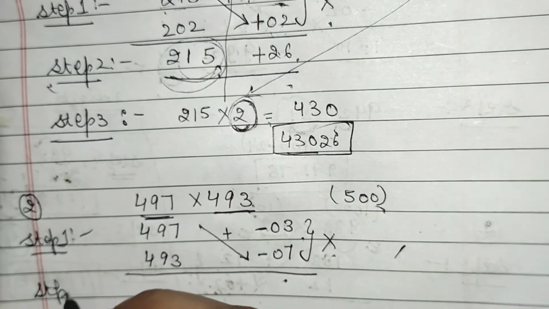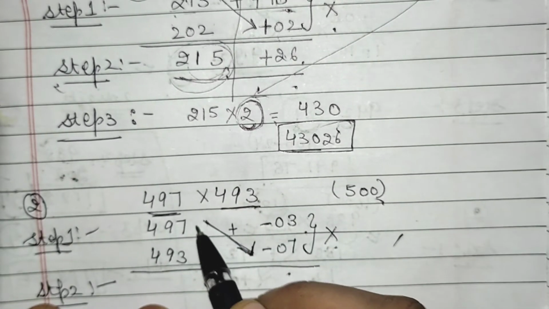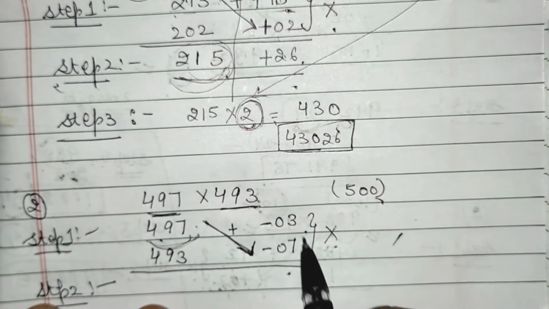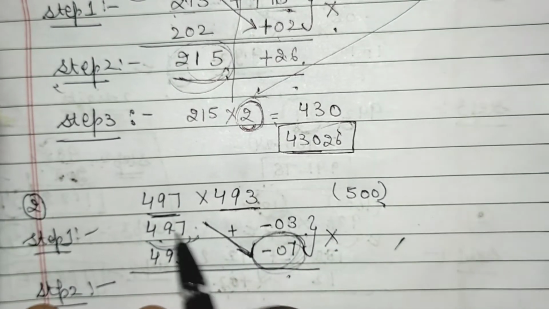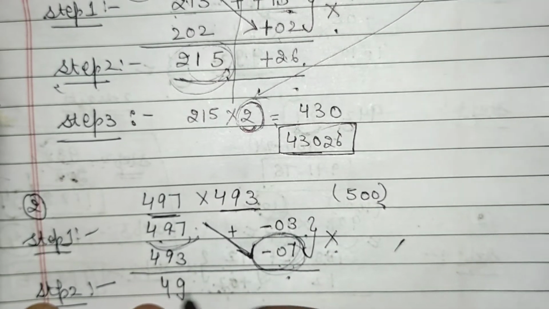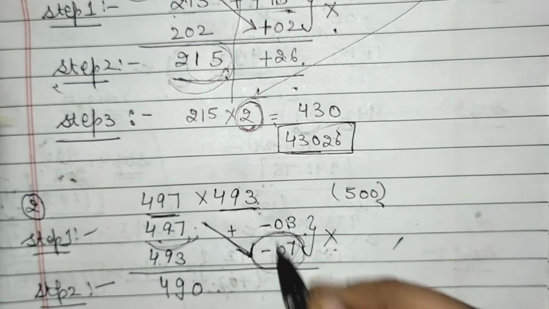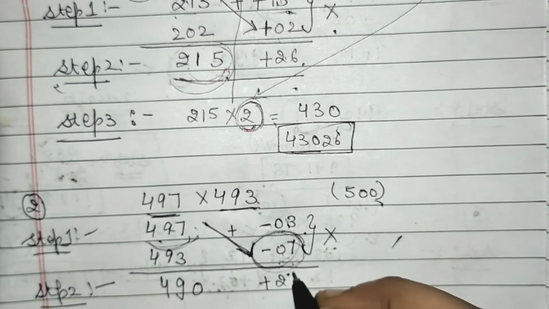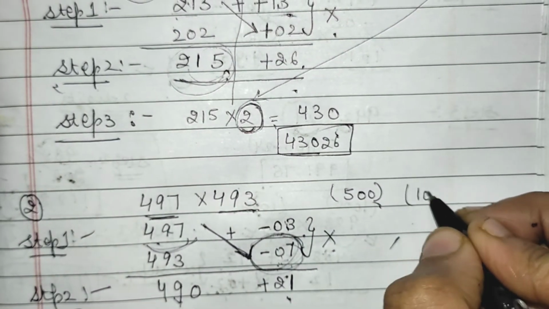My step number 2 is I will do addition of these two values. Then what I will get? 497 minus 7. Consider this sign also. When you do addition of these two values, then you will get what? You will get 490. And from multiplication you will get plus 21.